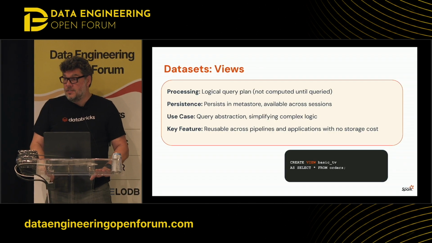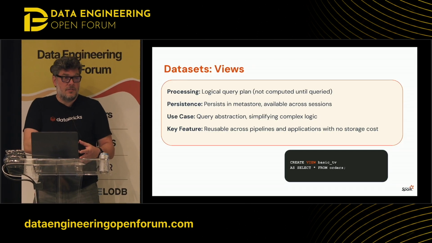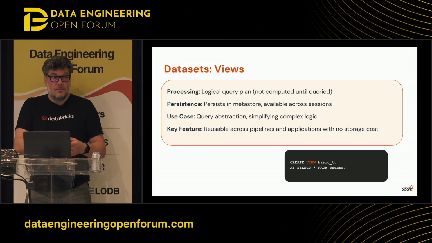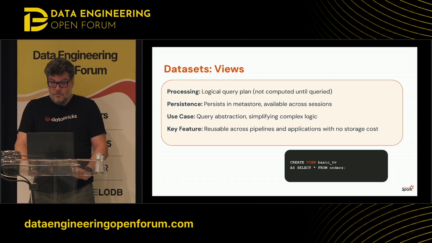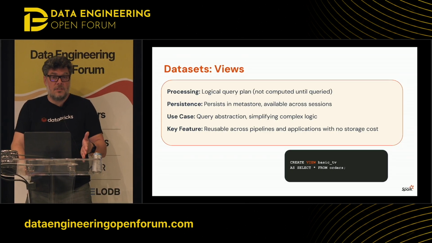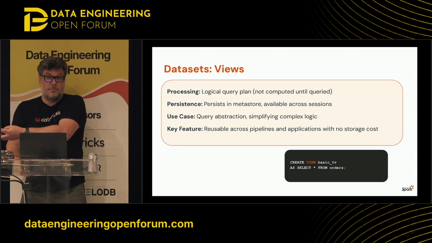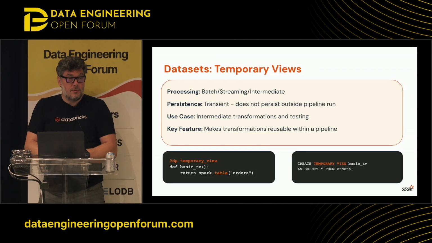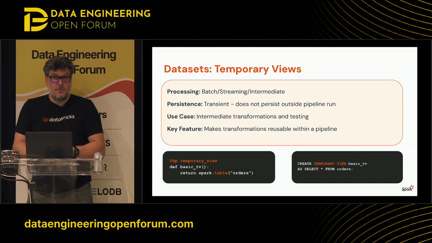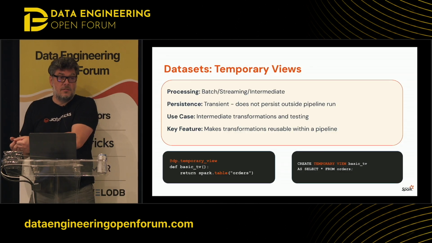So they are not persisted. The only thing that's persisted is the definition of the view, as metadata, right? So every time you query it, that query is executed again. But the nice thing is you can reuse that within your pipeline, also outside of your pipeline, because it is a permanent view. Whereas temporary views are only visible within your pipeline, right? And so this is where you can have intermediate results that you don't want to expose to the outside.